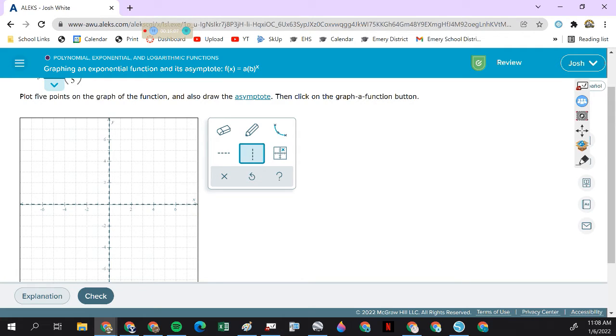So will these have a vertical asymptote? No. There are vertical asymptotes, but not for exponential equations. Okay, so you will never use that button. You will always use the horizontal one.